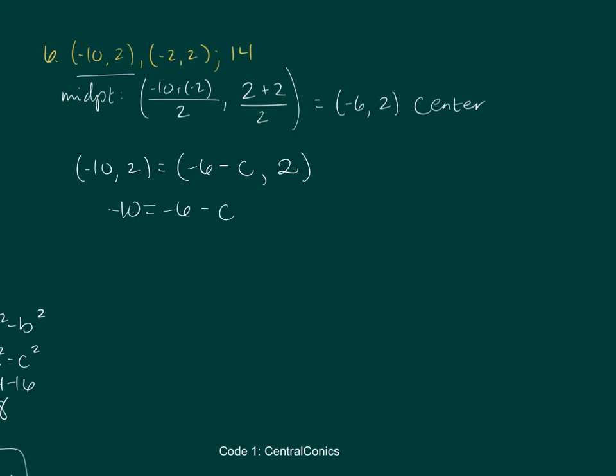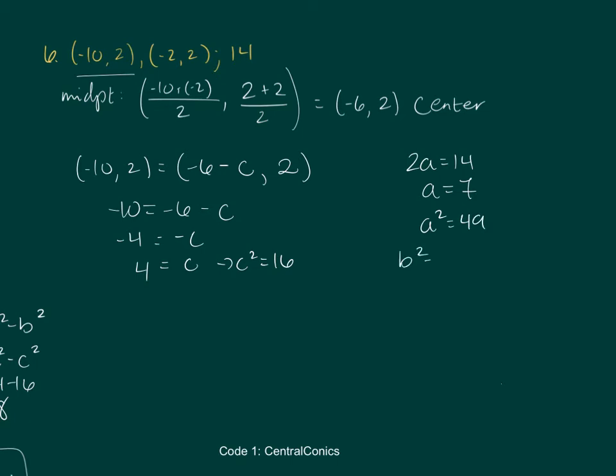So that means -10 has to be equal to -6 minus c. And that has to make sense to us here because we went from -6 to a smaller negative number, so we have to be subtracting c from this. So -c is equal to -4, c is equal to 4. This means that c squared is 16. Next, I want to find a by setting the sum of my focal radii equal to 2a. So a is 7. So a squared is 49.